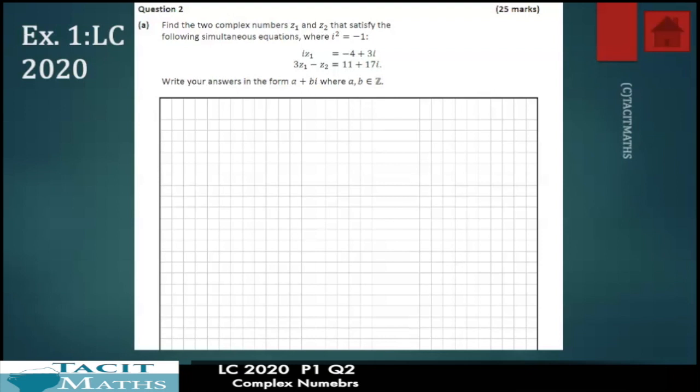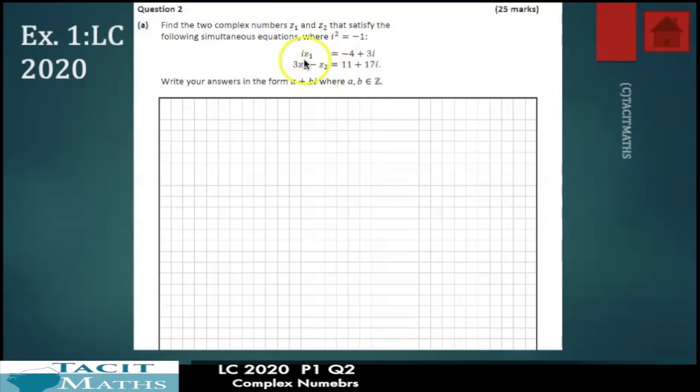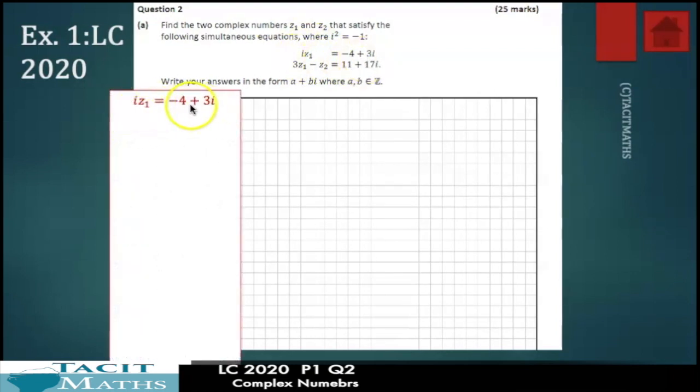I haven't seen it in any books or anything like this, but then you're just thinking back to what do I know about complex numbers, what do I know about simultaneous equations, and away you go. Now first of all here, let's just look at iZ1 is equal to this. Now iZ1 being equal to that isn't much good to us. However, if we get Z1 on its own, then we can use that down here and substitute that in there. So that's our first step here, to get rid of this i, and there we go.